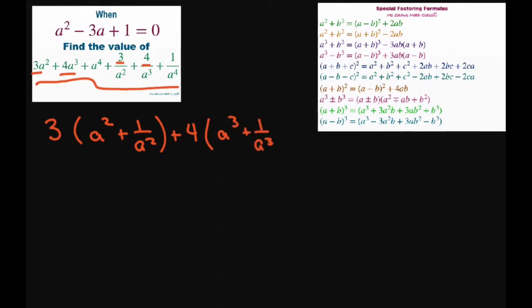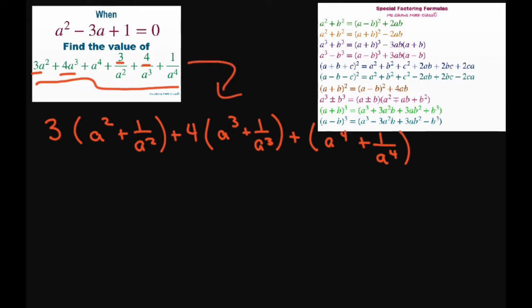So if I rewrite this, I can rewrite this as 3 times a squared plus 1 divided by a squared. So I'm factoring out the 3. And then I can write plus 4 times a cubed plus 1 divided by a cubed. And then the last one is plus a to the power of 4 plus 1 divided by a to the power of 4. So that is just the same thing but rewritten.